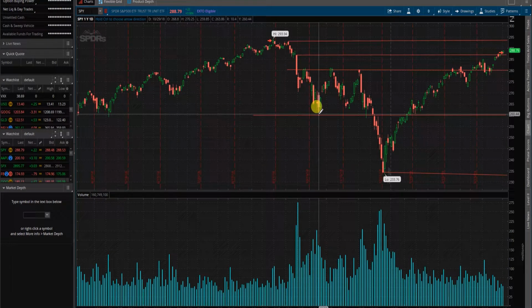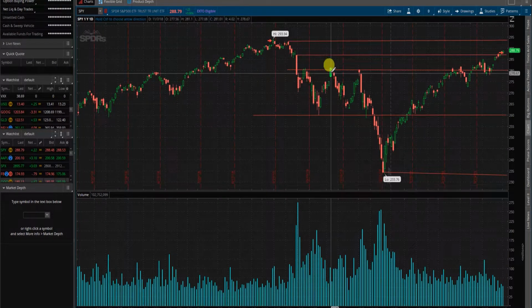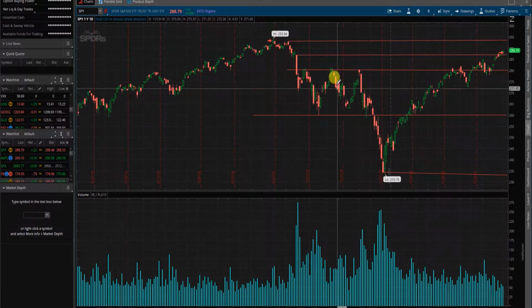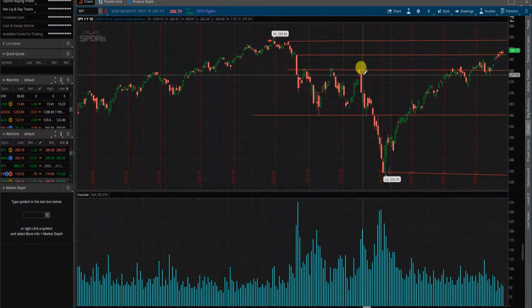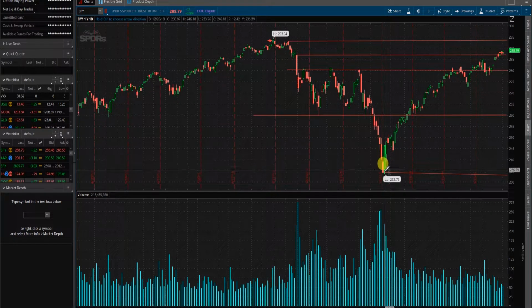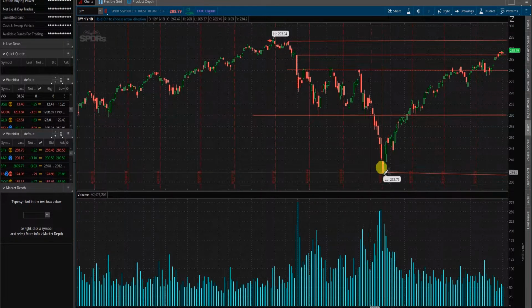Look, drop, support, unable to break support, back to resistance here. Unable to break resistance, has to go back to support or consolidate like this. Up again, unable to break, but here we saw it broke. So this is a sign that it was gonna break that support. And here, as you can see, it broke it, and then it dropped all the way here.